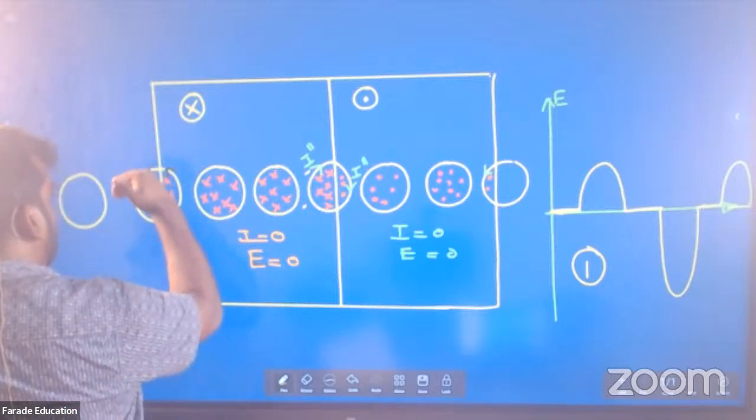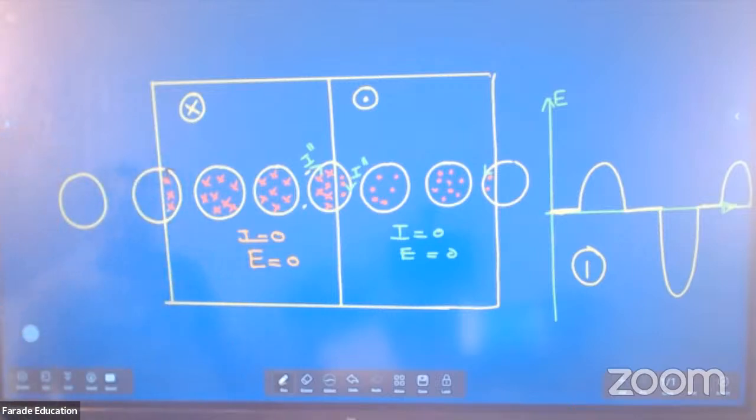So the four fingers indicate anti-clockwise current.